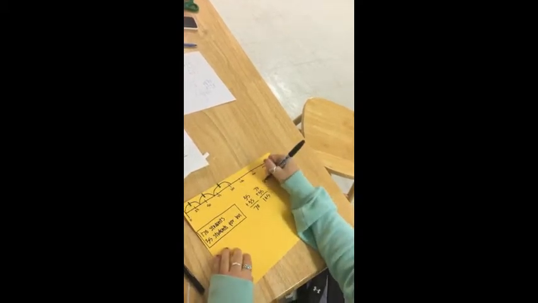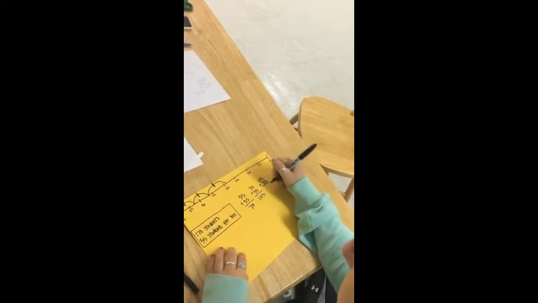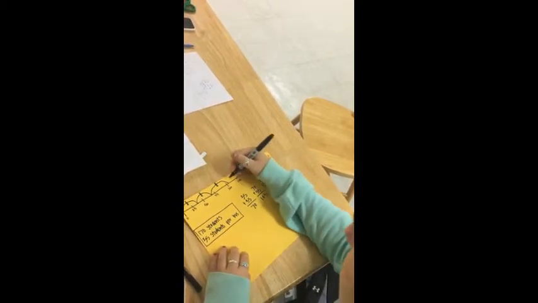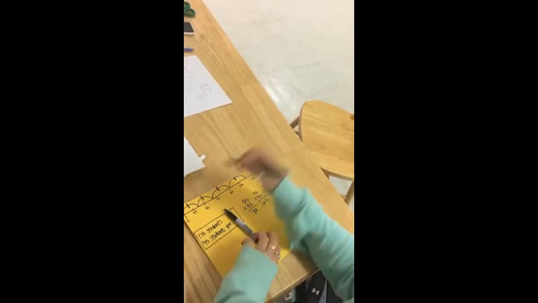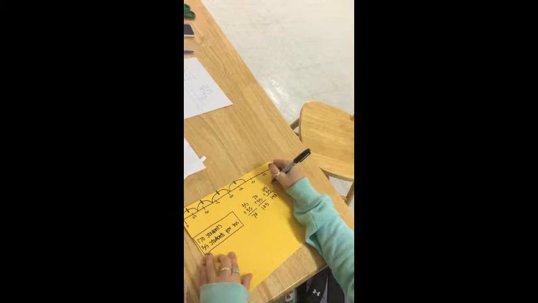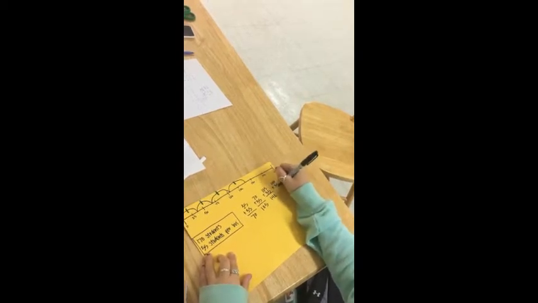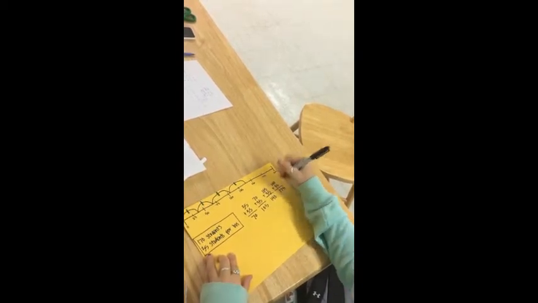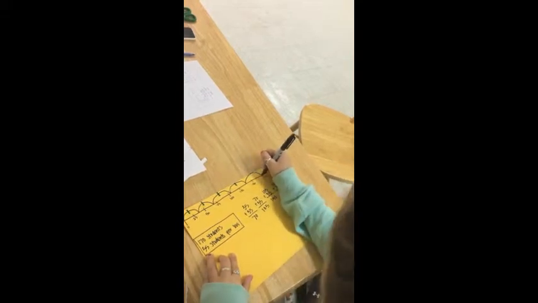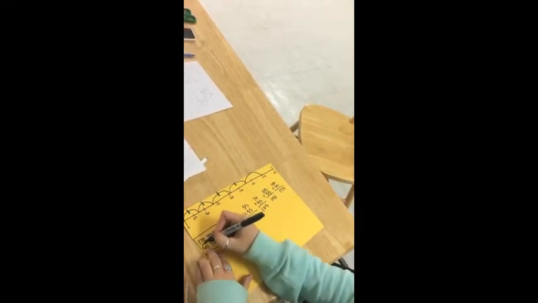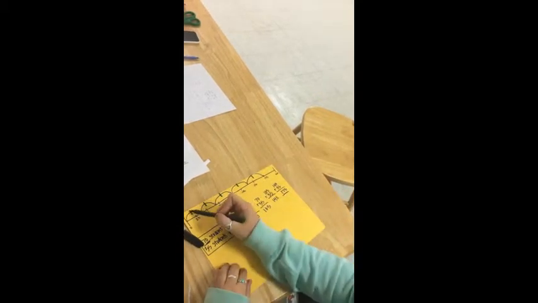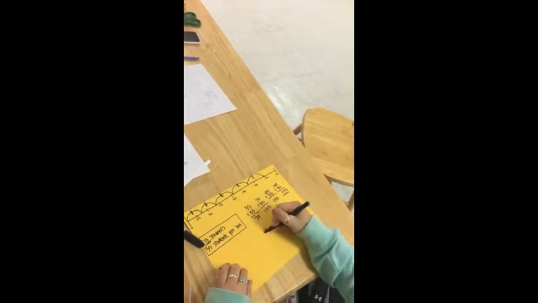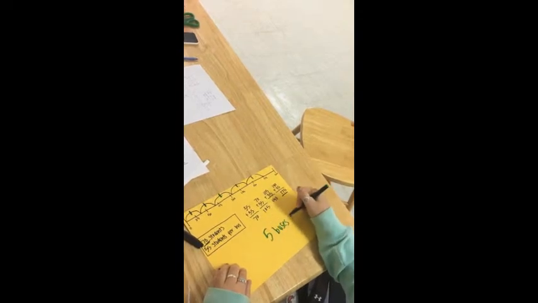Still not enough, so we'll add another bus of 35 students, which gives us 140, which is still not enough after 4 buses. So 140 plus another bus will give us 175. And since we only needed room for 170 students and we have room for 175 students, we will have 1, 2, 3, 4, 5 buses required.